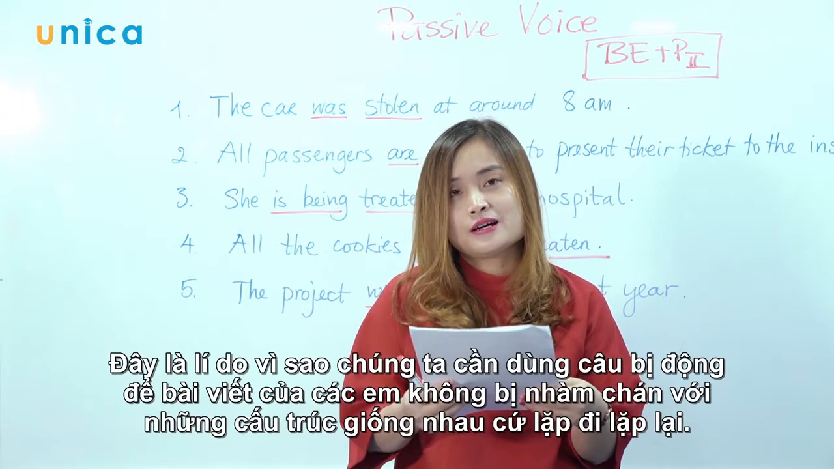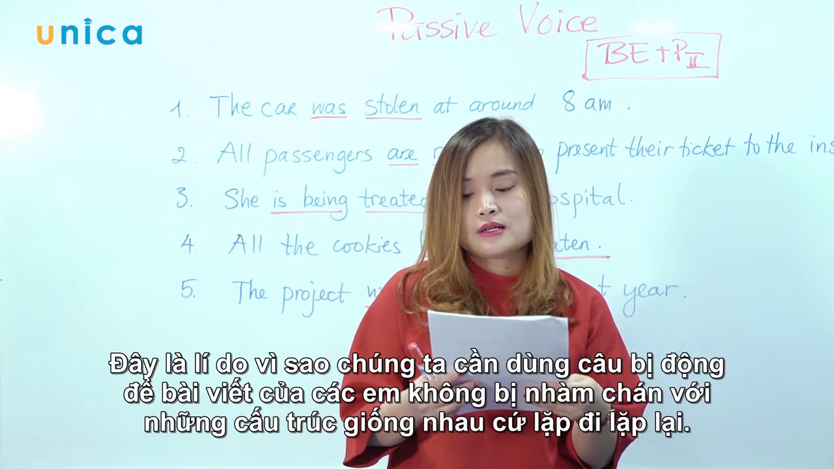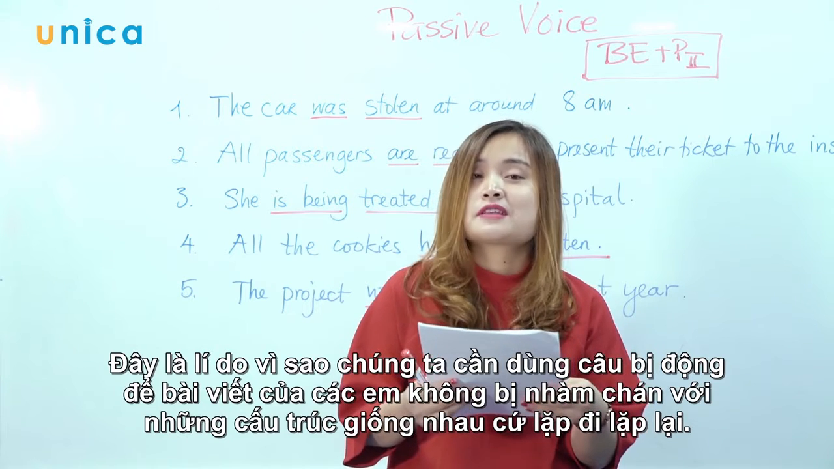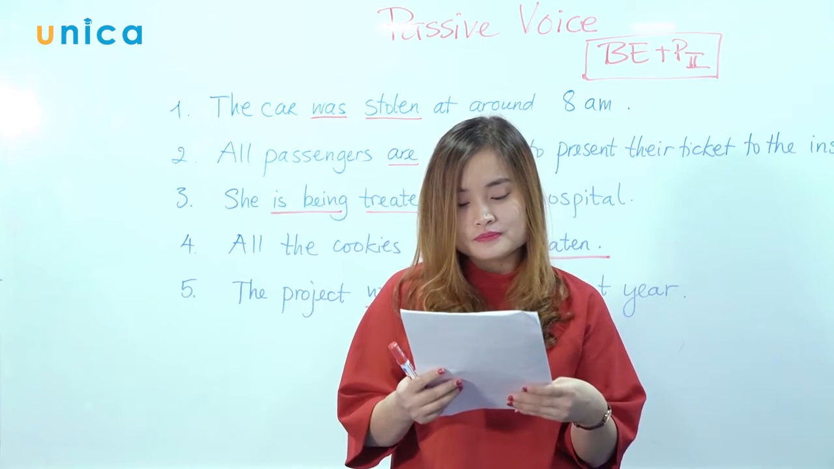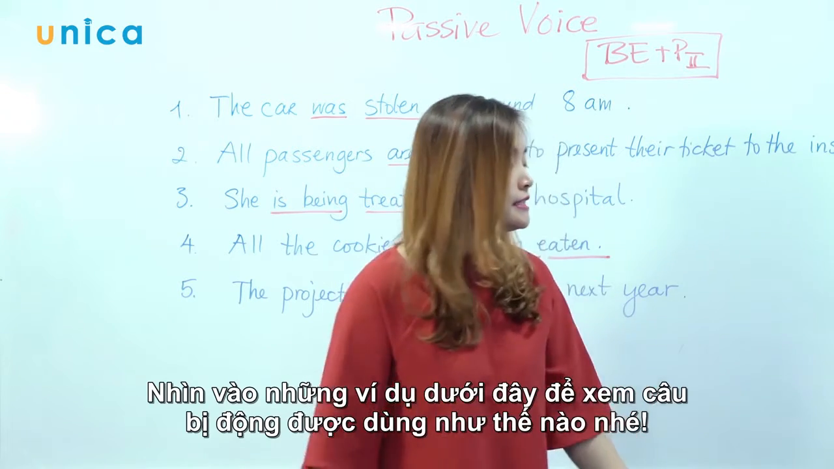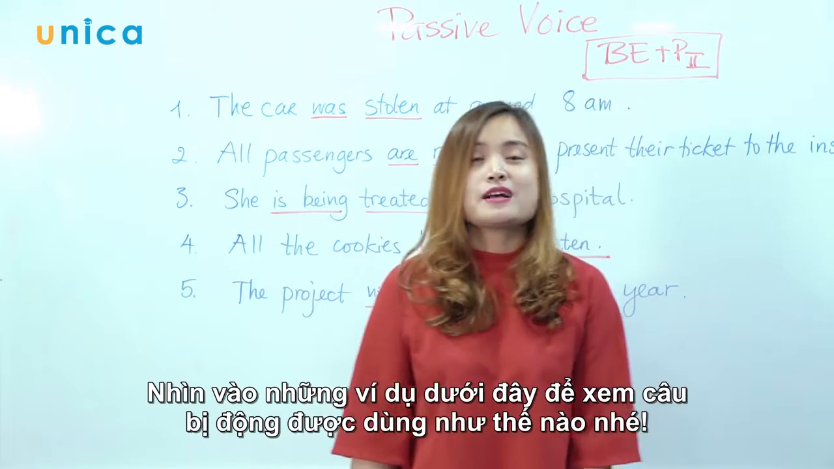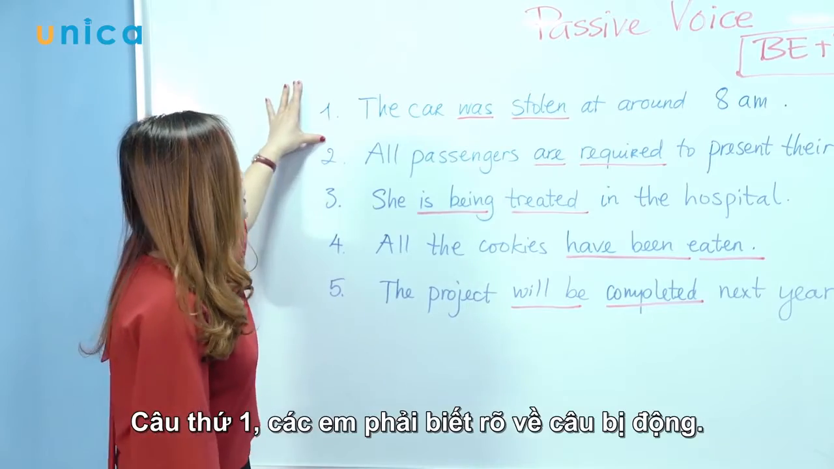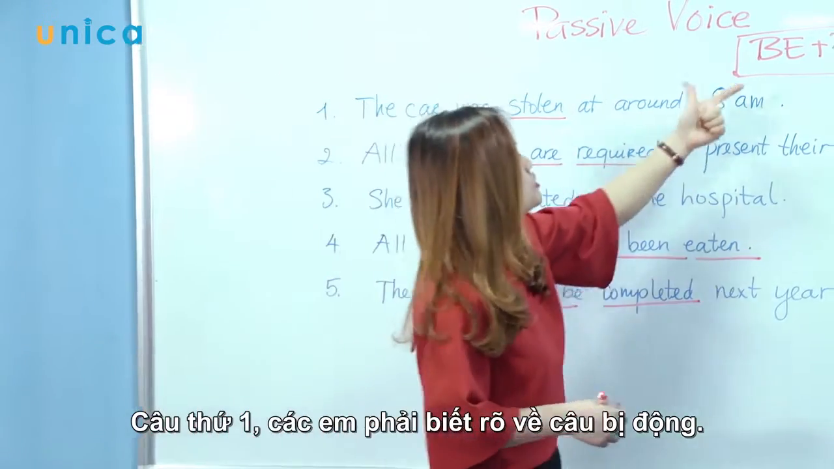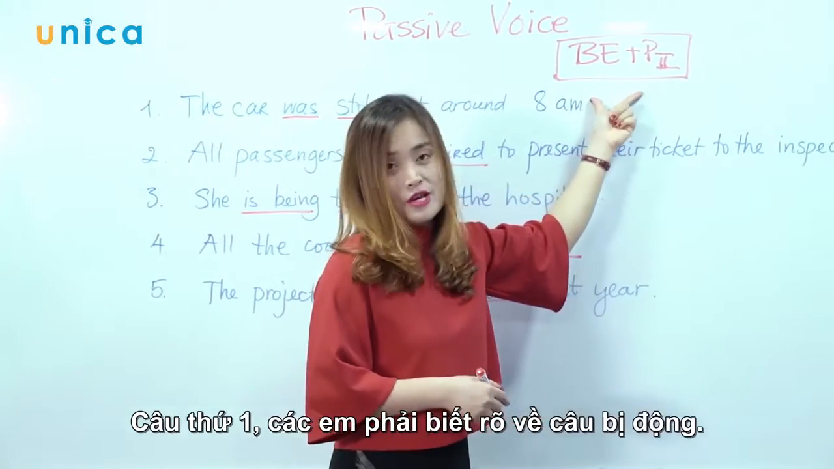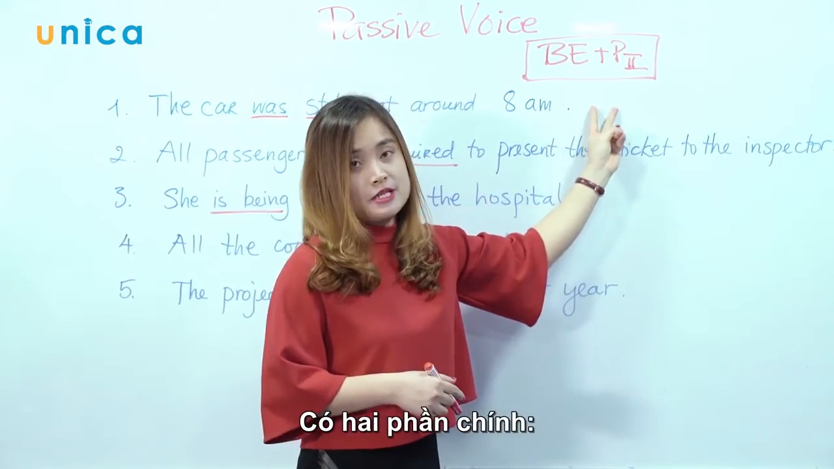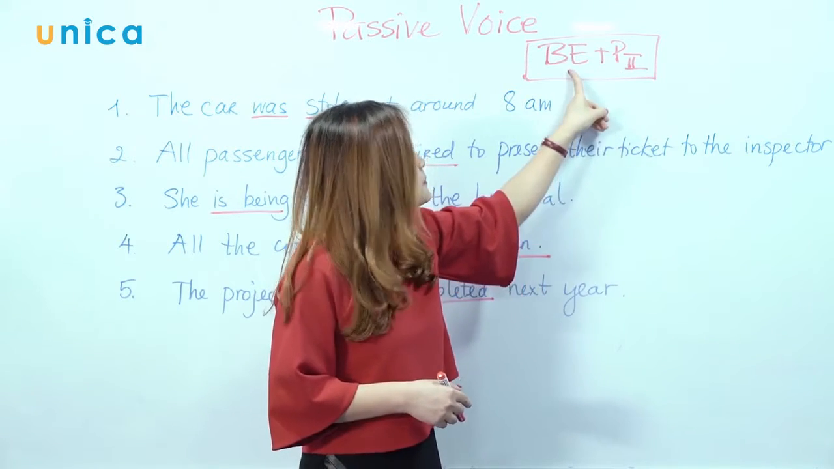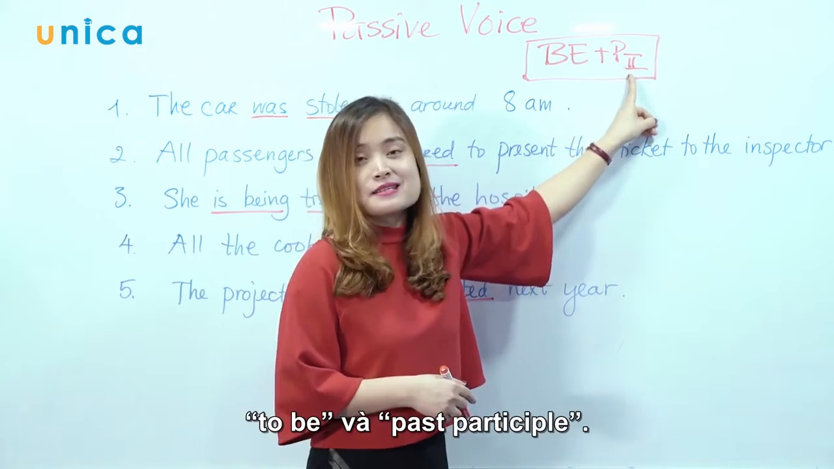So that's why you need to use passive voice, so that your essay will not be boring, with the same sentence structures. Okay? Let's have a look at some examples to see how passive voice is used. By the way, you have to make sure that in passive voice, there are two major components: to be and past participle.